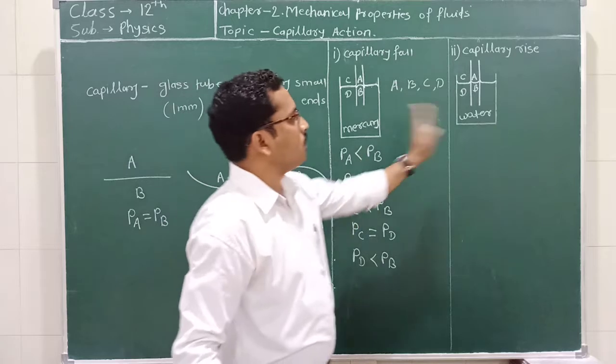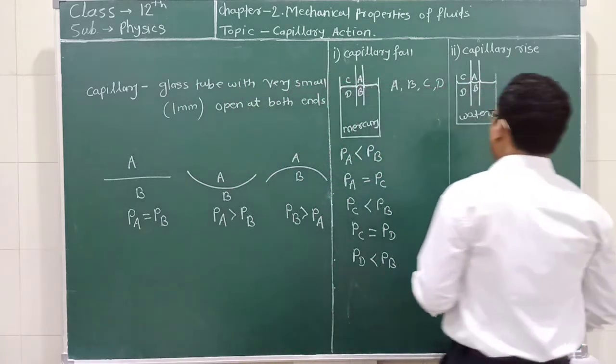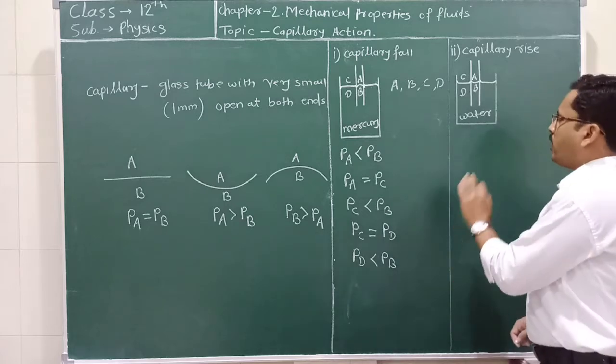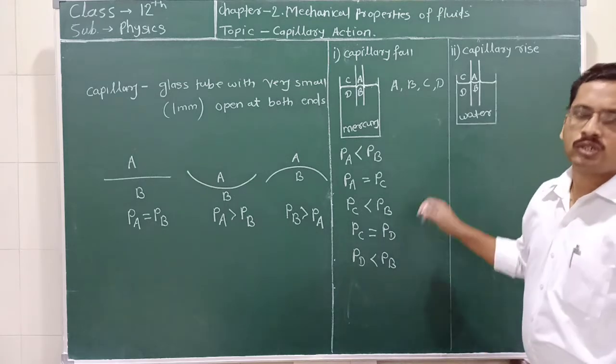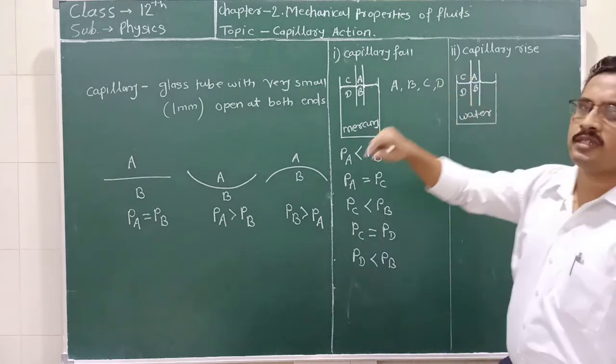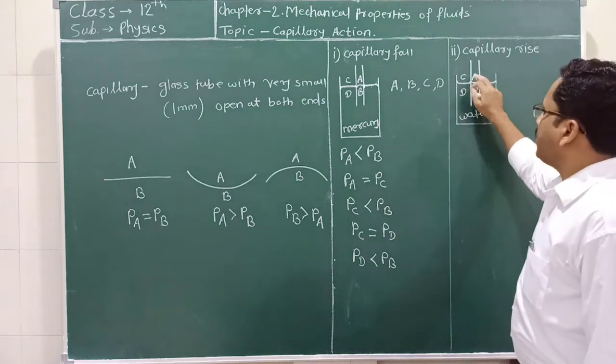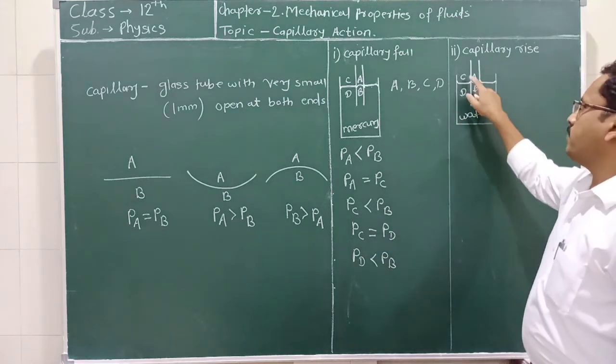Now we are moving towards the capillary rise. What is capillary rise? We consider here a liquid which fully wets the solid, for example water, and we dip a capillary inside the water. So what happens? For that we consider here four points A, B, C and D.